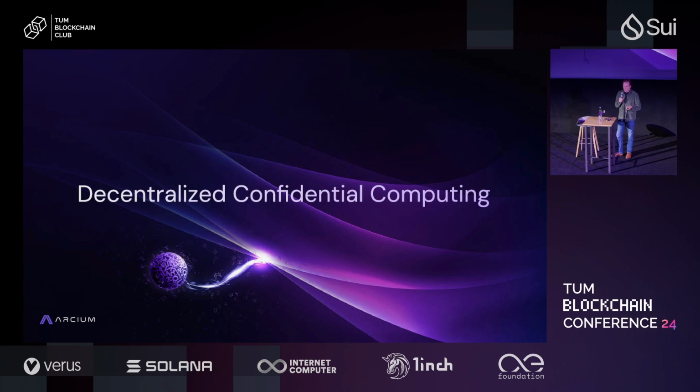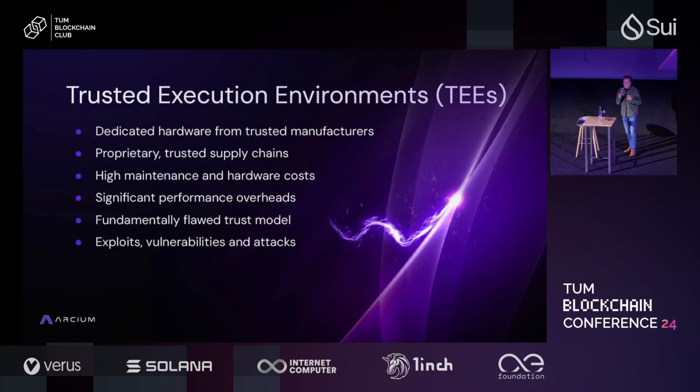So how we arrived at this point is an evolution, and this evolution is a shift from trusted systems to trustless systems in the entire area of confidential computing. And it originally started with trusted execution. And trusted execution relies on trusted execution environments, which are dedicated hardware platforms provided by trusted hardware manufacturers. And they are the product of proprietary trusted supply chains.